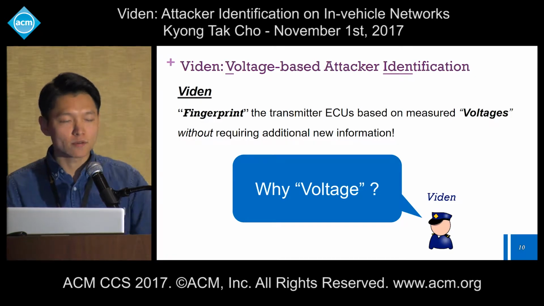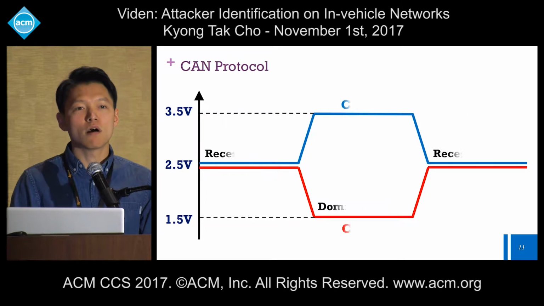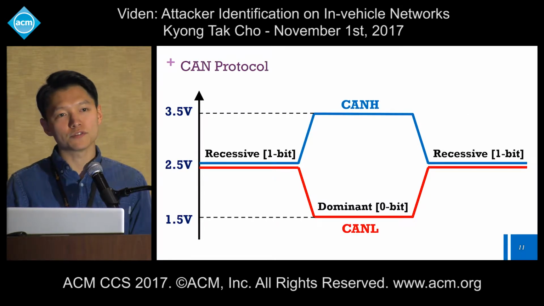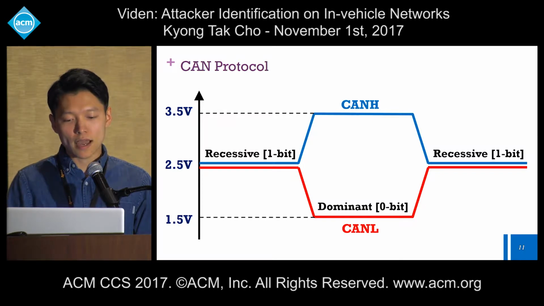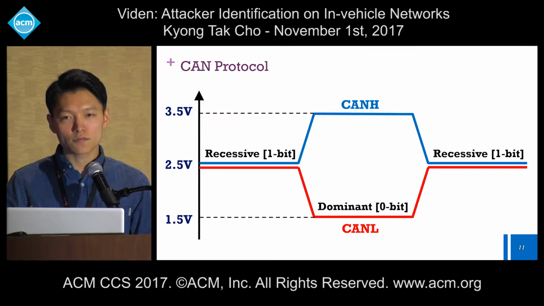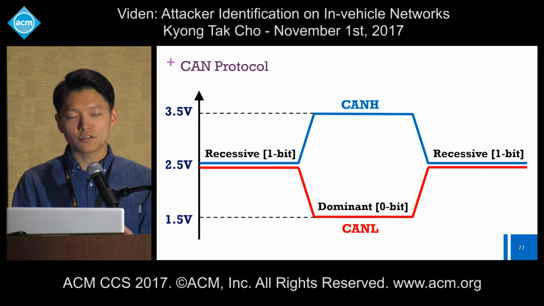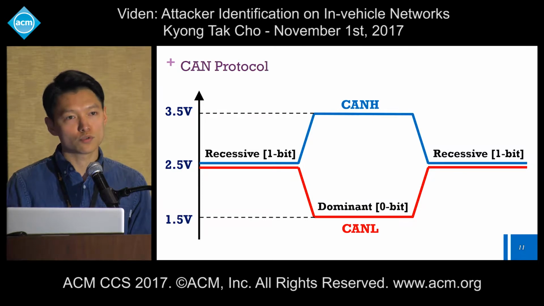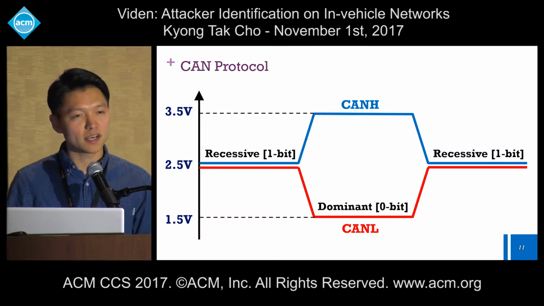CAN messages are basically a stream of bits of 0 and 1. When ECUs want to output a 0 or a 1 bit, they drive their two lines, CANH and CANL, to a certain voltage level. By looking at the voltage level, other ECUs understand what kind of bits are being sent on the bus. When an ECU is sending a 1 bit, it drives both lines to 2.5 volts, which is basically just being idle.